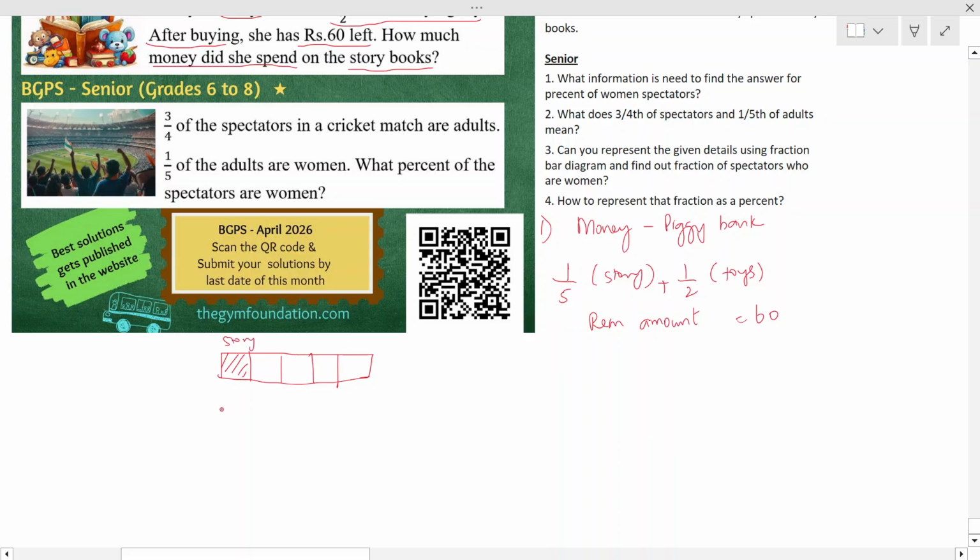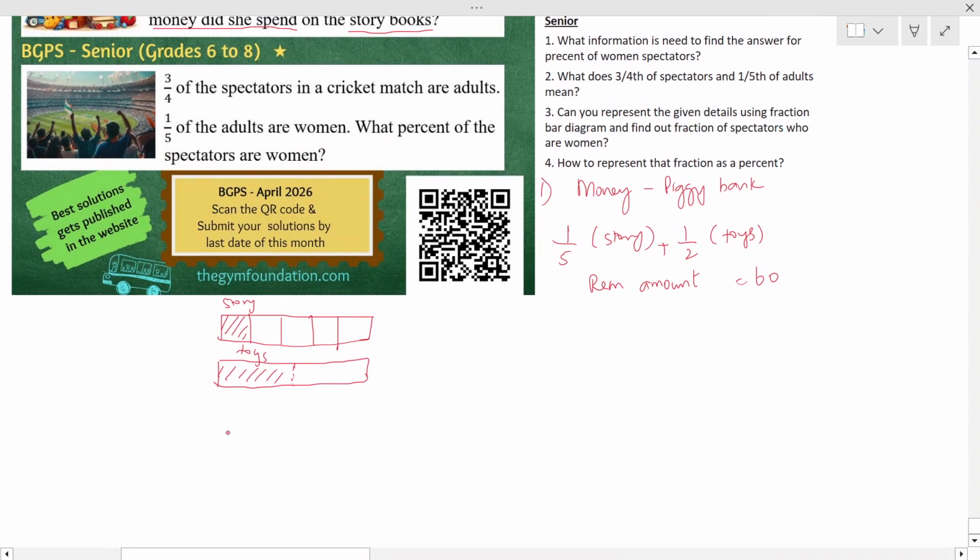Okay, and then half of that money is spent on the toys. So how do you represent half? If this is the total money, then this is half, and this is the amount you have got for toys. And the remaining has no fraction; it is 60 rupees left. Now, let's take an example with a normal number. If you have 50 rupees and you spend 10 rupees on storybooks and 20 rupees on toys, then how much money do you have left? It will also be 20 rupees, because 10 plus 20 is 50.